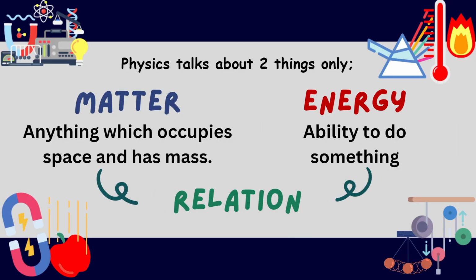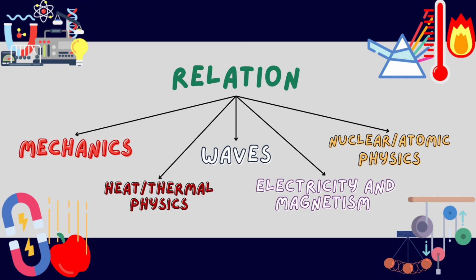Physics talks about two things only: matter, which is anything which occupies space and has mass, and energy, which is the ability to do something. Now, physics doesn't just talk about matter or energy half of the time, it talks about the relation most of the time. And from the relation, there are five branches that are derived: mechanics, heat or thermal physics, waves, electricity and magnetism, and nuclear or atomic physics.